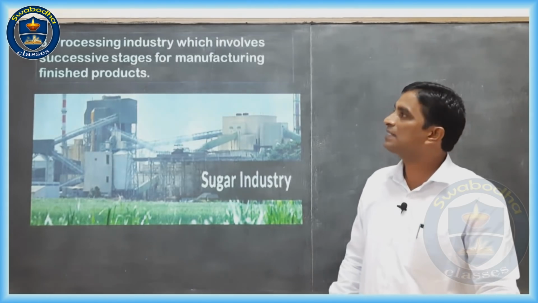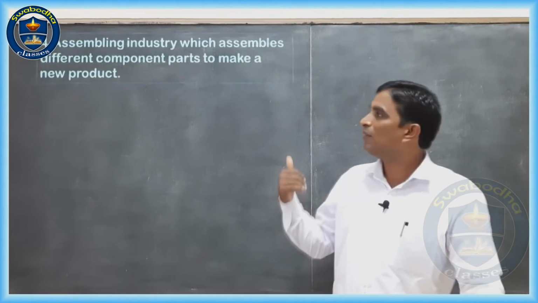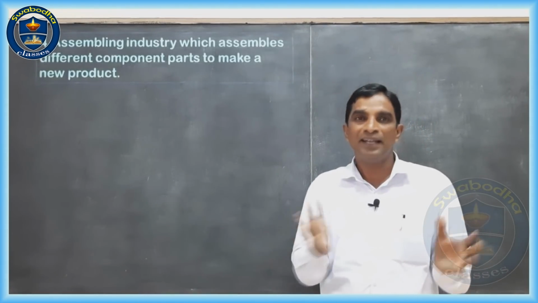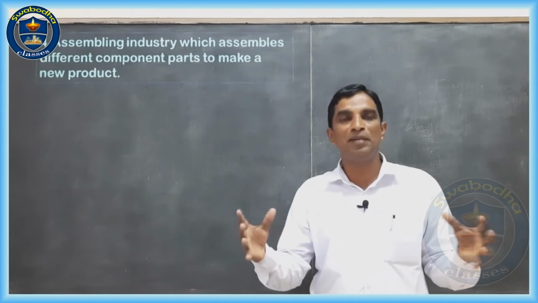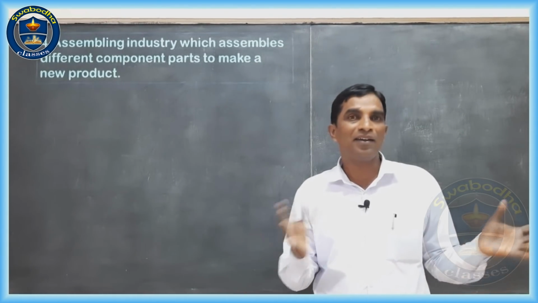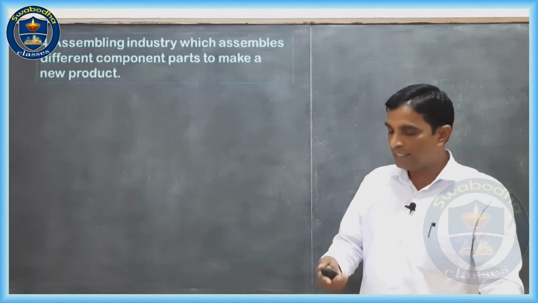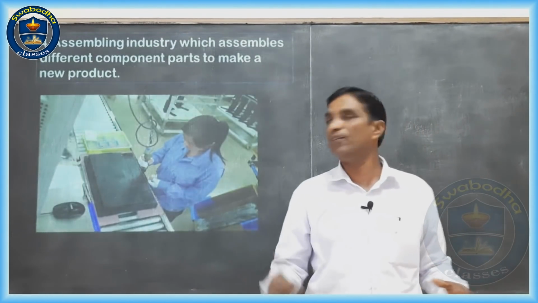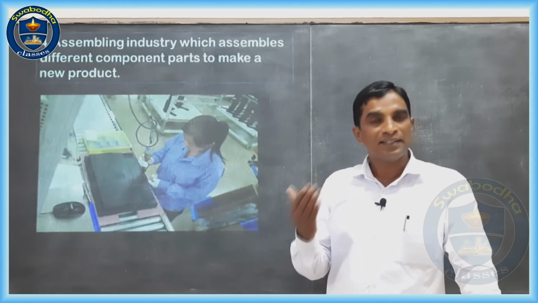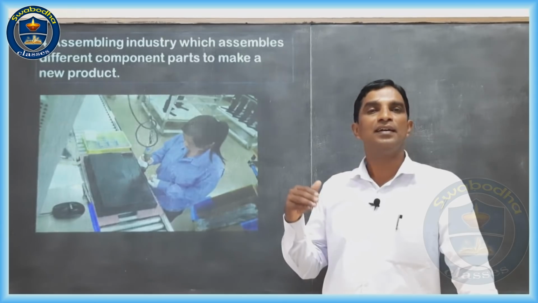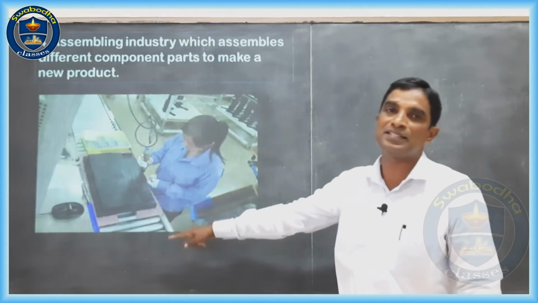The next type is assembling industry. Here we assemble different parts to make a new product. We take different parts from different places. In the computer industry or mobile industry, we take different parts from different countries and do the assembling in one country. So an example for assembling industry is the manufacturing of smartphones. There are four main types under manufacturing industries: first synthetical, analytical, then processing, then assembling industry. With an example you should write. Write all these points neatly in your book.